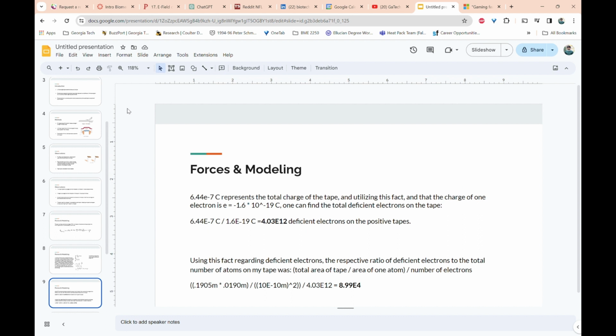Nonetheless, this quantity represents the total charge of one tape, and utilizing the fact that one electron has a charge of negative 1.6 times 10 to the negative 19 coulombs, I was able to find the total number of deficient electrons on the tape. Once I had found the number of deficient electrons, I was able to find the ratio of deficient electrons to the total number of atoms on my tape, using the formula represented on the screen. Since I knew that the area of one atom was 10 times 10 to the negative 10 meters squared, I was able to find this ratio.